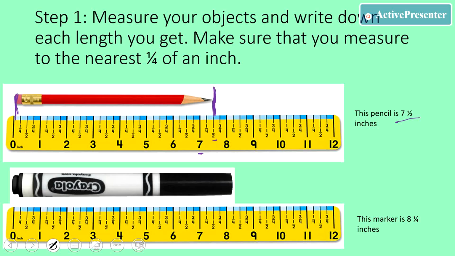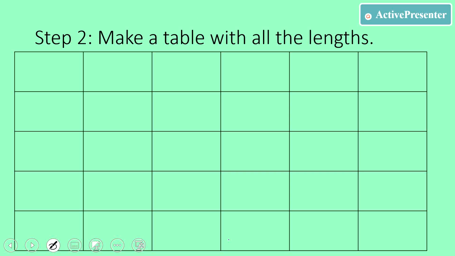Then I took a marker and I lined it up at 0, and then I looked to see where it was closest to, and I said, oh, it's at this 1/4, but it's after the 8, so it's 8 1/4 inches. So you want to measure all of your objects. So you can stop the video and measure all your objects until you know how long each one is.